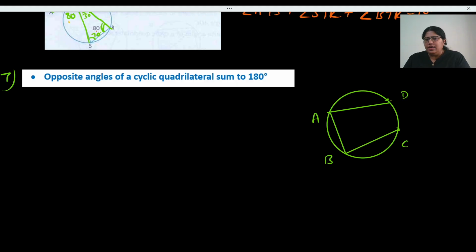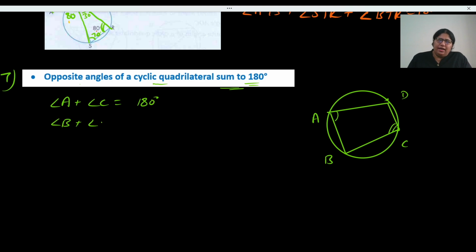Can you see here ABCD? It is called a cyclic quadrilateral. Now, what is the property given there? Opposite angles of a cyclic quadrilateral are always supplementary, or they add up to 180 degree. That means if I take angle A and angle C, angle A plus angle C is always 180 degree, and angle B plus angle D is also 180 degree.